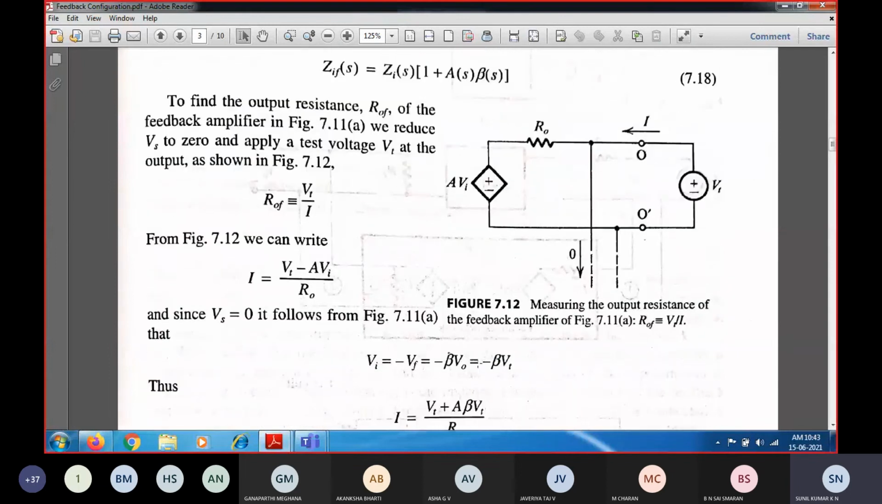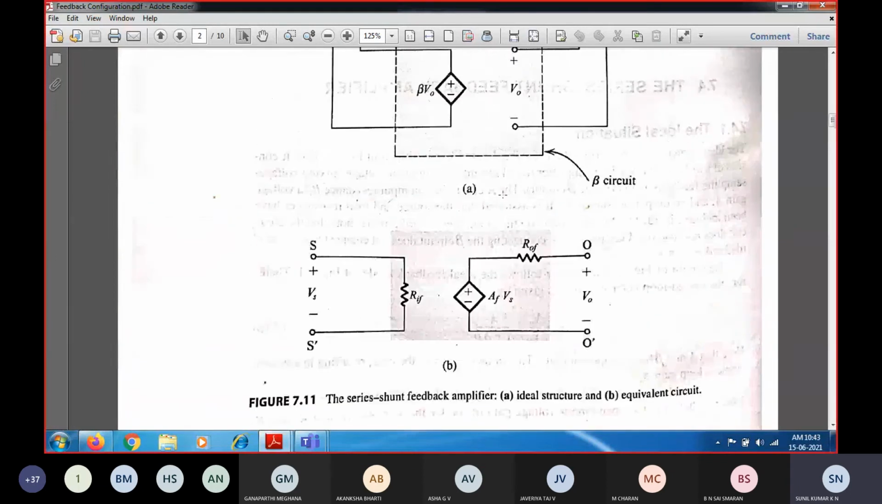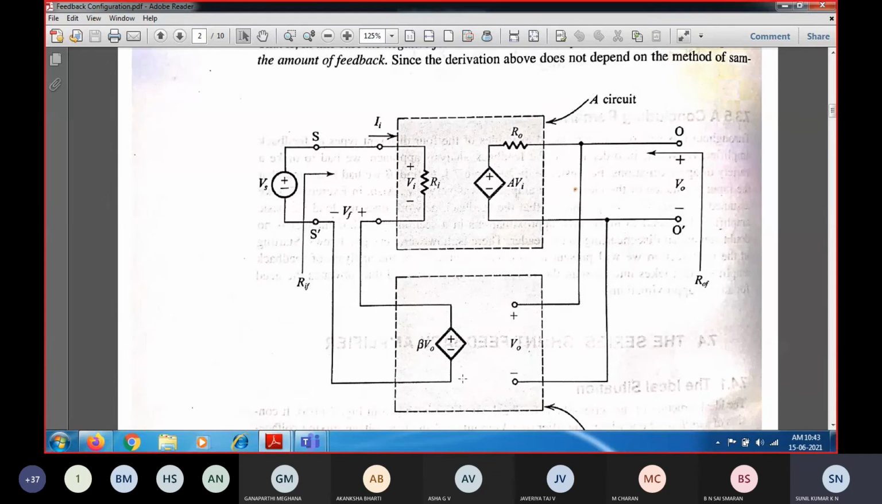So this clearly states that for an ideal series shunt amplifier, on employing negative feedback, it is going to control the input and output impedance. Controlling is what? It is going to increase the input resistance by a factor of 1 plus A beta, and at the output side, the output resistance is going to be reduced by a factor of 1 plus A beta. In this way, the negative feedback increases the input impedance and decreases the output impedance.